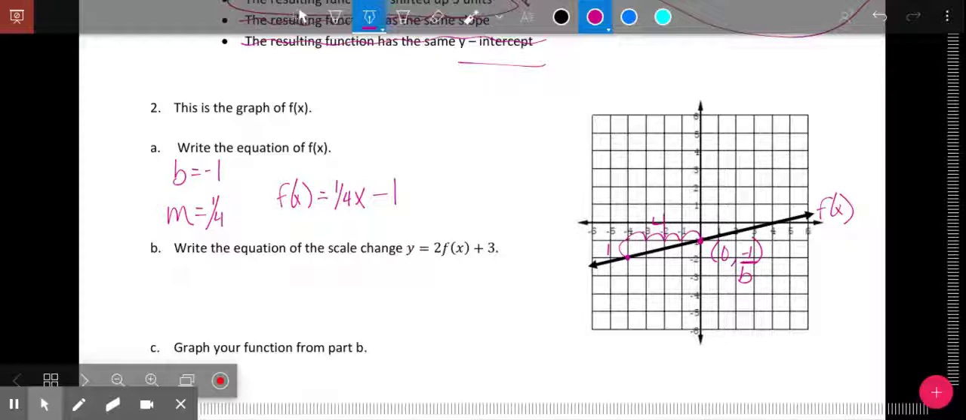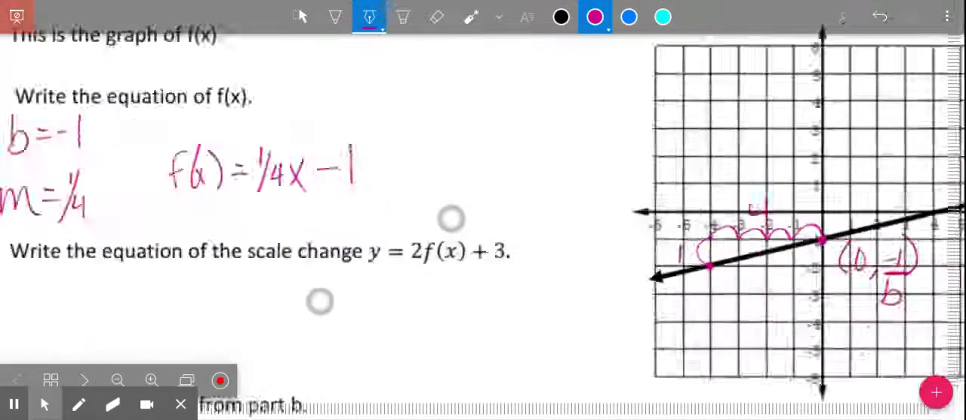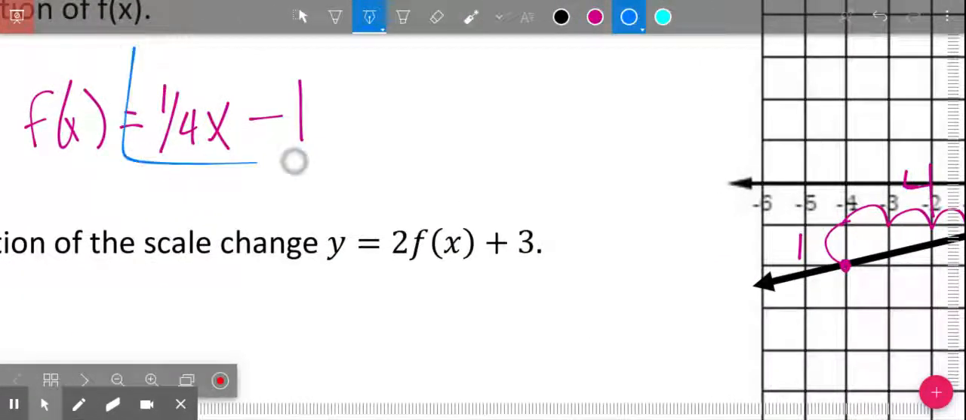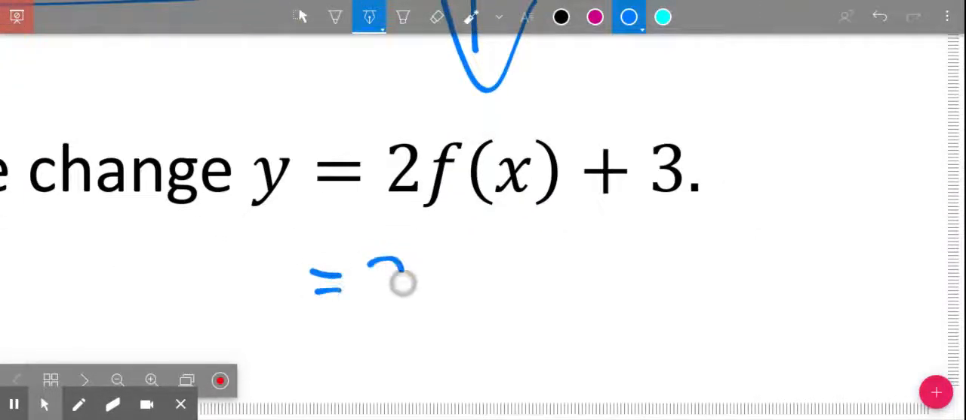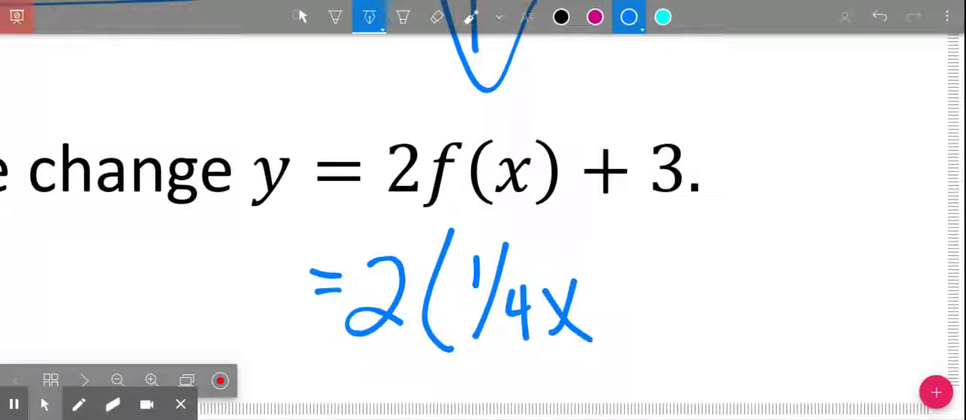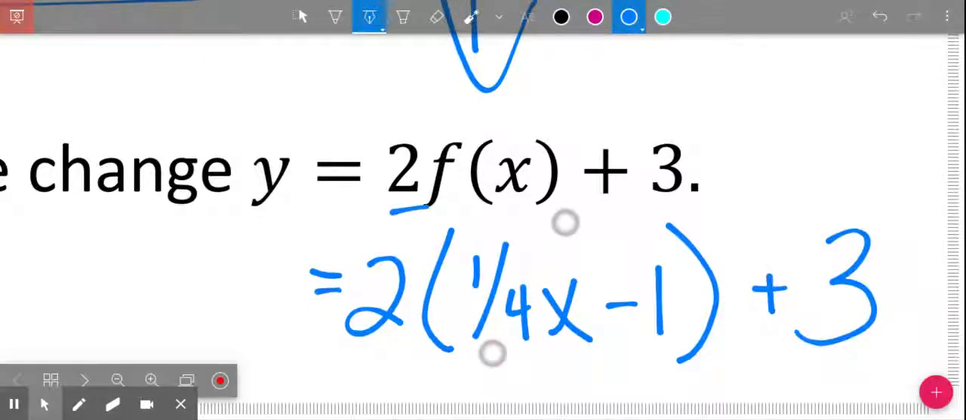Sweet. The next one says write the equation of the scale change y equals 2 f of x plus 3. That means we're applying a scale change of 2, which means we're doubling the entire function. So I'm going to take this 1/4 x minus 1 and plug it in for the f of x. So I'll have 2 times (1/4 x minus 1) plus 3, because that's the scale change I'm performing.